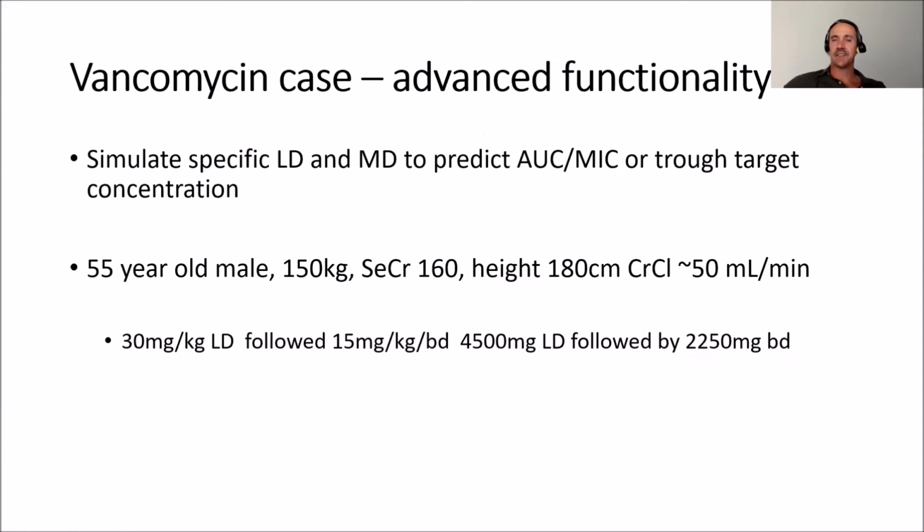The last simulation is just the advanced functionality. So I thought for this one, I'm gonna simulate. I'm not happy with that. I don't think that loading dose is high enough. Let's try something else, see what happens. Creatinine clearance is around 50. Let's just go all out and give a good loading dose and a good maintenance dose and see what it predicts. So for this one, we're going to go 30 milligrams per kilo as a load, and we're going to follow it with 15 milligrams per kilo twice a day and see what happens with that degree of renal impairment.